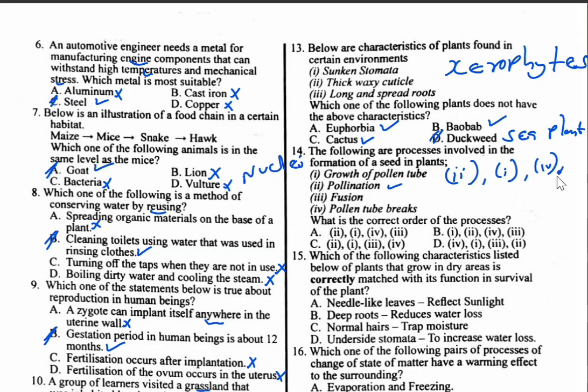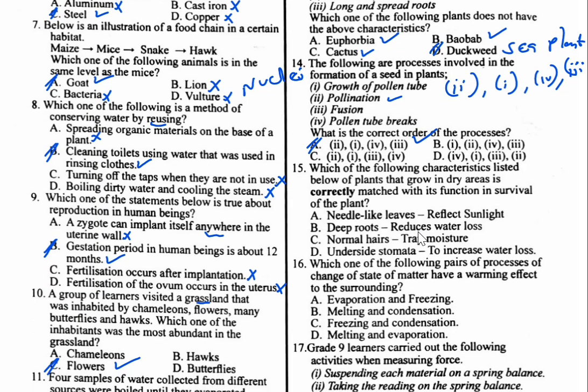Then finally, after breaking, we have what we call fusion of the male and the female gametes. So Roman 3 is the last one, fusion of the female and the male gametes, which we call fertilization. And therefore, the correct option is Roman 2, 1, 4, and then 3. And therefore, it is A. That is the correct option. We continue to question number 15.